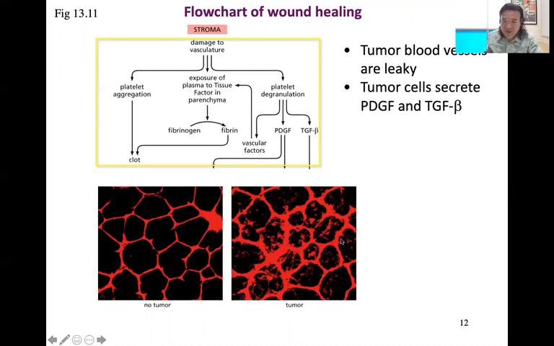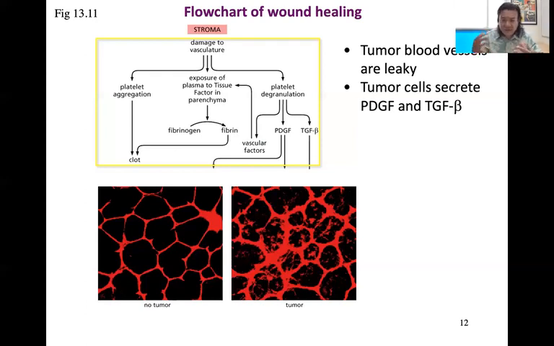Ooh, what do you notice? They're really leaky, right? They're much larger. They're very leaky, so a lot of blood leaks out. What does that mean? That means the tumor blood vessels are already leaky. That means they already appear as though there's an injury there, right? So there's plasma seeping out into the surrounding tissues from the tumor. Platelets are being recruited there.